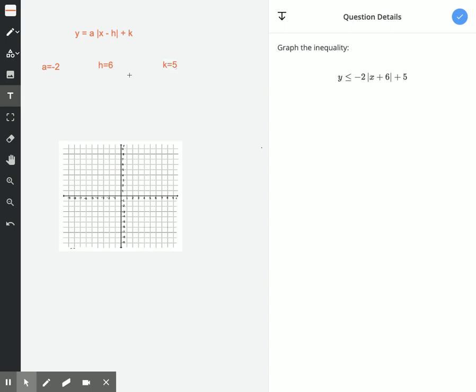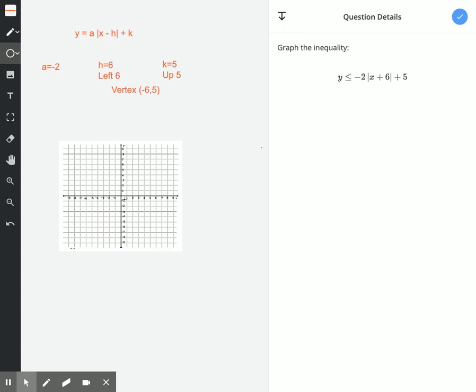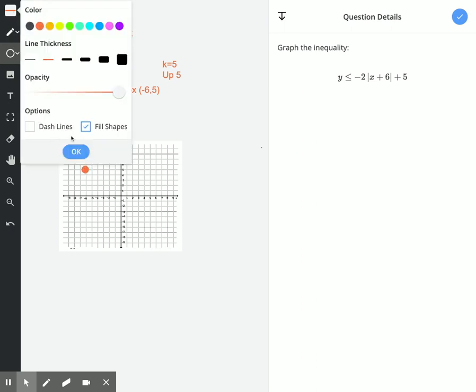Now, what does this mean? An h value of 6 means I'm going left 6. And a k value of 5 means I'm going up 5, which means that my vertex, when I go left 6 up 5, is going to be -6, 5. So I'm going to put a big bold dot at -6, 5. I'll make it big and bold. Can't miss it. That's my vertex.